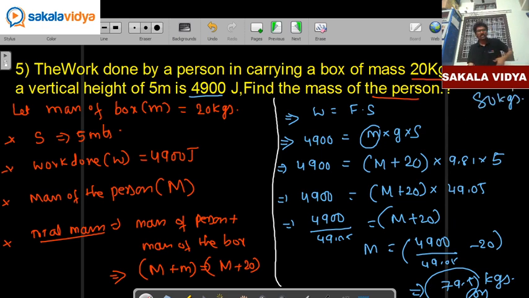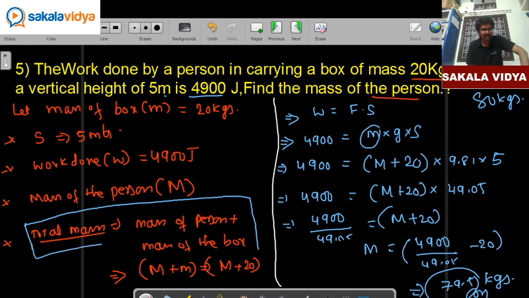So in our fifth question, the mass of a box is given, the vertical displacement is given, total work done is given. So what you have to find? You have to find the mass of the person. So here the total mass will be the mass of the person plus the mass of the box, simply capital M plus small m, where small m is the mass of the box. Okay. Now let us further solve one more question.